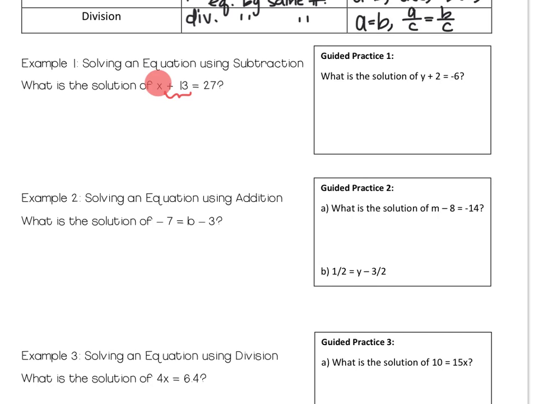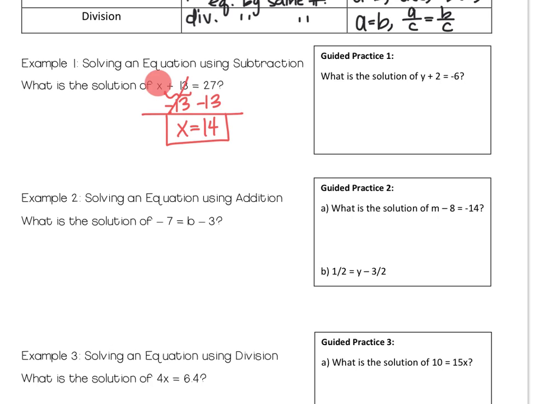I'm adding 13, so the opposite of that would be subtract 13. That'll make the 13 go away, but the subtraction property of equality says that I have to subtract it from both sides. So I get x equals 14. That's my final answer. When you get x by itself, you're finished solving the equation.